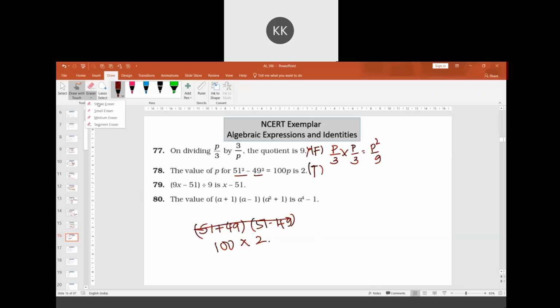False, sir. It is false, sir. 9 should be multiplied by minus 51 also, sir. 51 divided by 9 is not possible. 51 will not be divisible by 9, sir. It is false. 9x should be divided by 9, minus 51 divided by 9. Actually, it is minus 51 by 9, sir. False. So the statement is false.